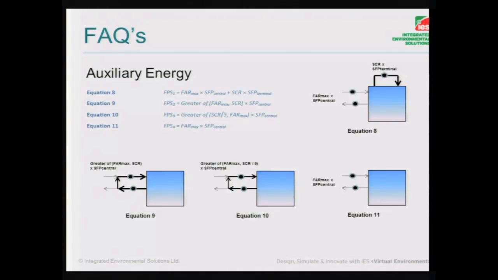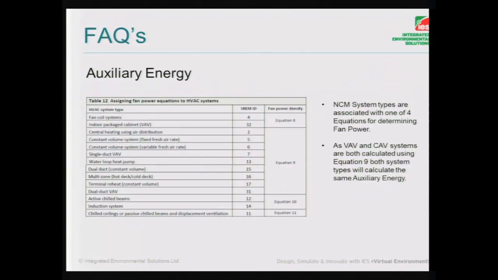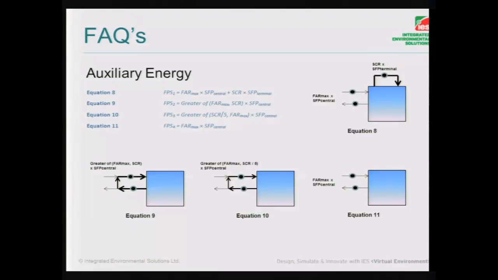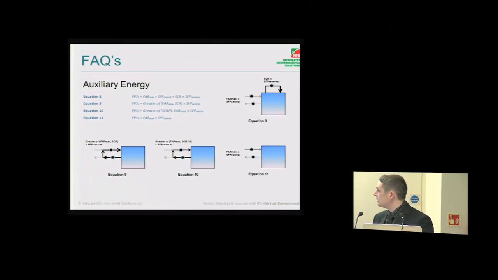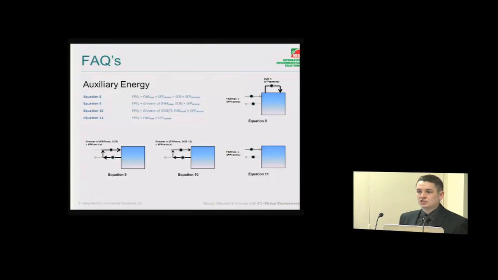Equation 10, it's a bit of an odd one, but it's generally used for things like your active chilled beams and, let's see, what was the other one? Your induction systems. It behaves much in the same way as equation 9, but it's reducing the calculated volume airflow rate.